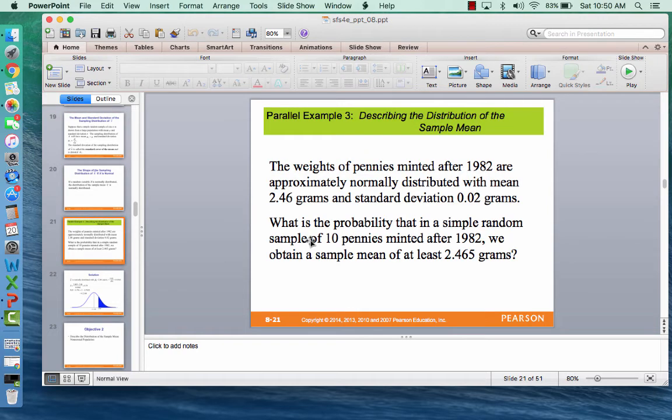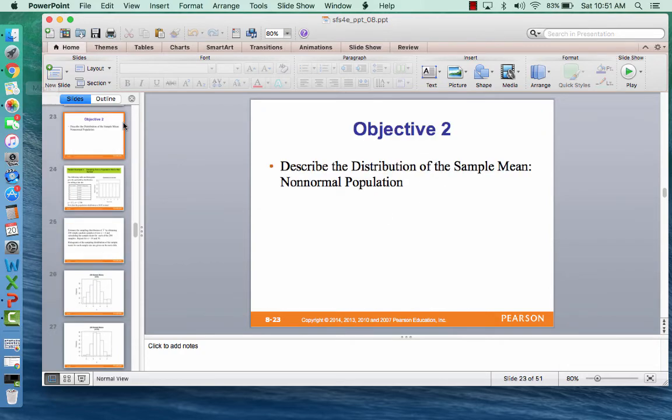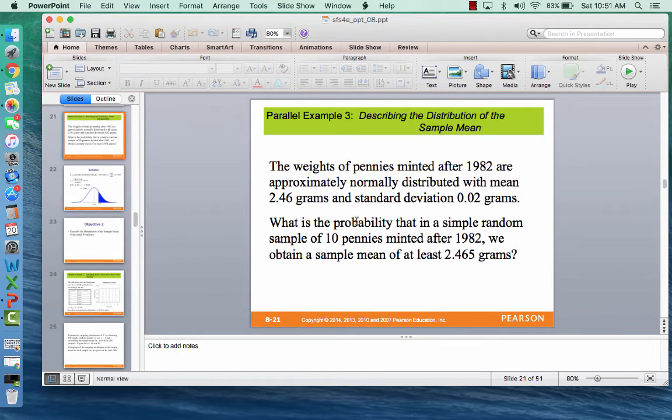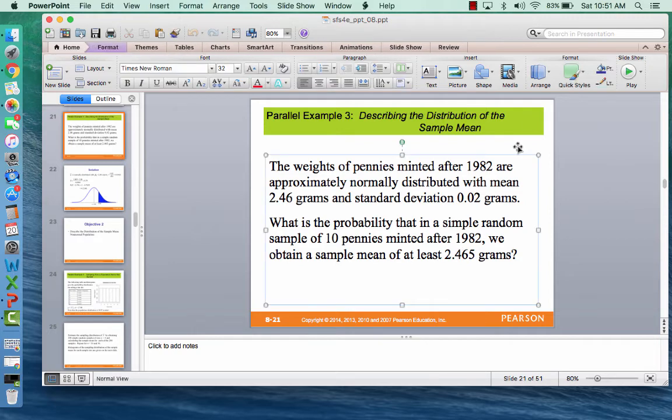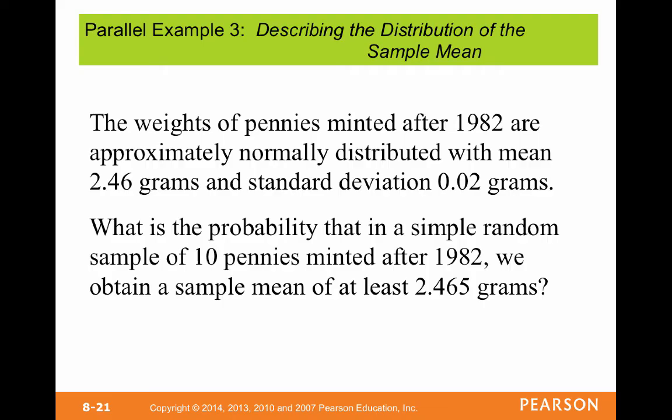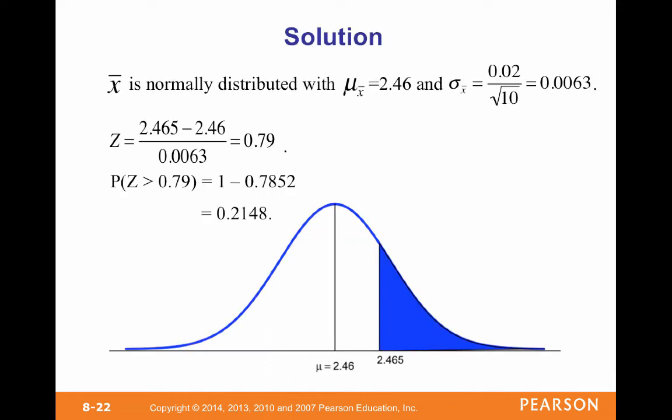So let's just look at an example here where we would use this information for computing probability. Here we have the same distribution of pennies. The mean is 2.46 grams, the standard deviation is 0.02 grams. What's the probability that in a simple random sample of 10 pennies minted after 1982, we obtain a sample mean of at least 2.465 grams?